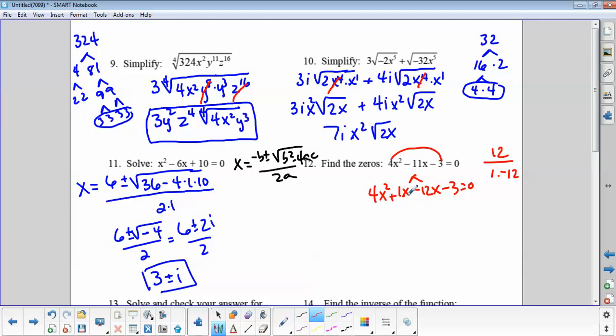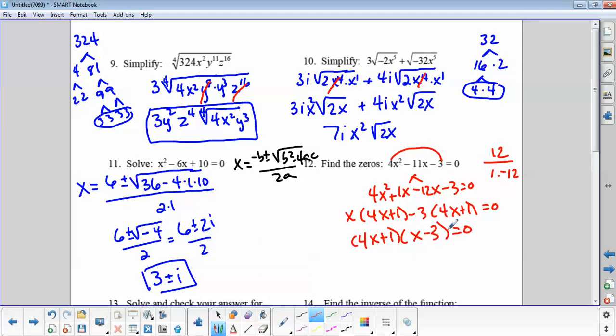So the first two terms both have x, so I'm going to factor x out as a common factor, 4x plus 1, and the second two can be divided by -3, and I still get 4x plus 1. So one of my factors is 4x plus 1, and the other one is what you're multiplying by, x and -3.